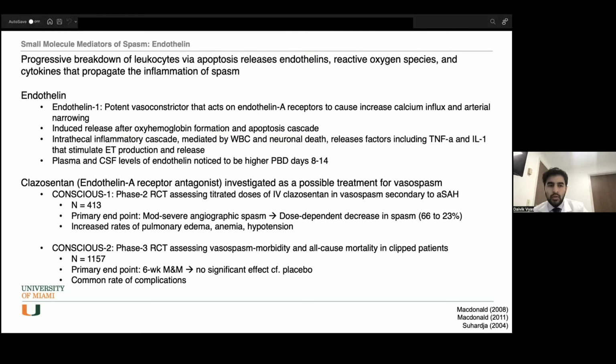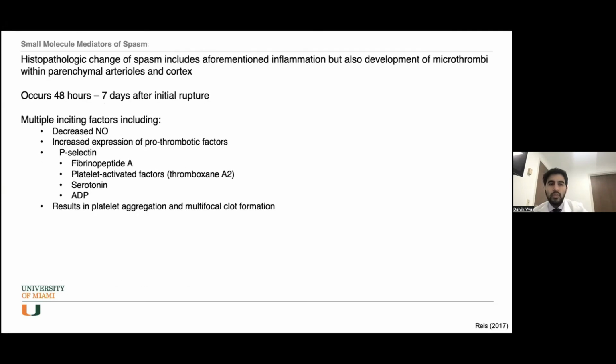But similarly, the overwhelming evidence right now suggests that endothelin A antagonists, even though they've been useful within the lab, haven't demonstrated similar use in the setting of clinical trials.